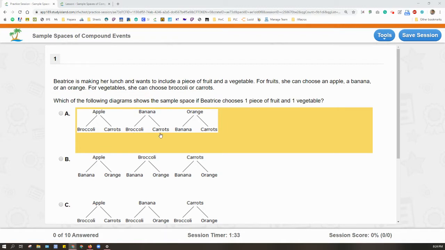So far, so good. Over here, we have orange and then banana. Do we want to do orange and banana? No, that's two fruits. Orange is a fruit and so is a banana. We want one fruit and one vegetable. So A is wrong because the orange tree over here, instead of having broccoli and carrots like the other two, has banana and carrots. So A is not true.